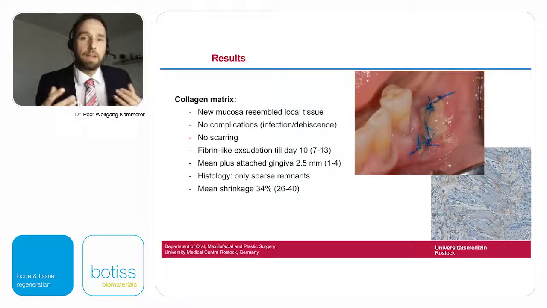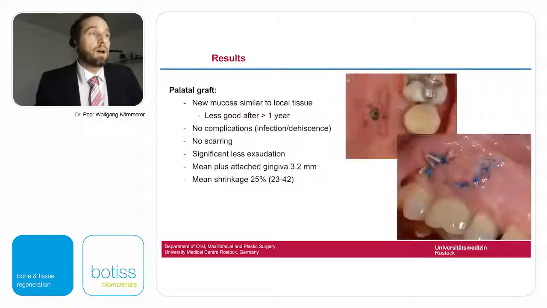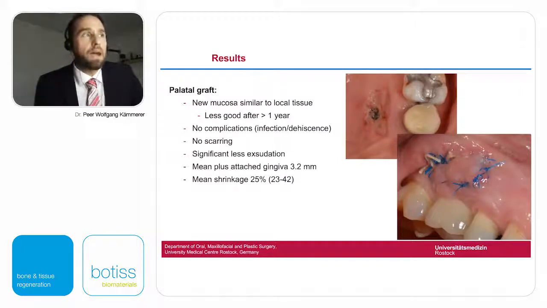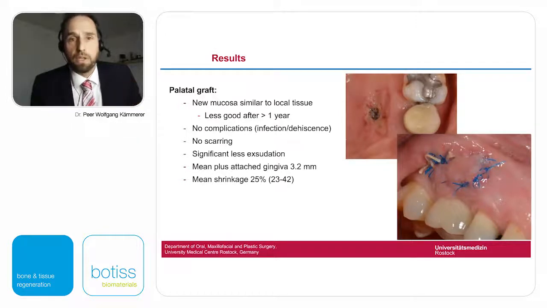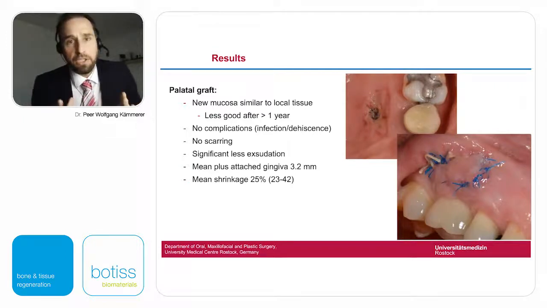So when using the membrane, you always have to do a little bit of over-augmentation. Look at the palatal graft, which is, I think, the most interesting thing. Of course, the new mucosa growing there, you saw this case. This was just about 1 week after surgery. The new mucosa was similar to the local tissue, but it turned out to be less good after about 1 year. Then somehow the color changed, so I would not recommend palatal grafting in the frontal area.